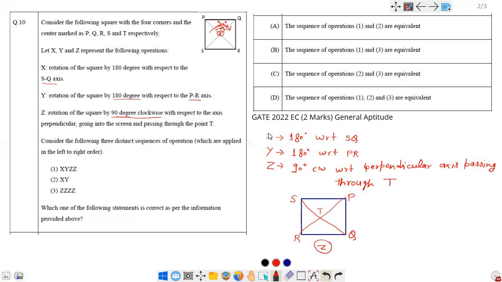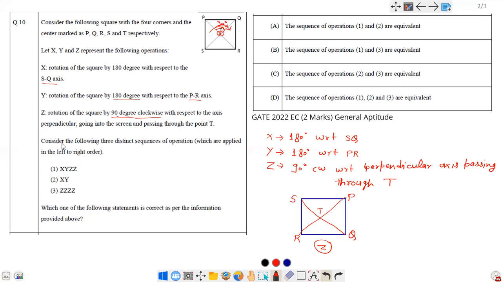So this is the result after performing the Z operation. Similarly, if we perform the X operation, we have to rotate 180 degrees with respect to the SQ line. This is a very simple case. We rotate it 180 degrees about the SQ line. That means P comes to the position of R and R comes to the position of P. That is a 180 degree rotation. Similarly, the operation Y is 180 degrees with respect to PR. So now we rotate with respect to this PR line. That means Q has reached the position of S and S has reached the position of Q. That is a 180 degree rotation.